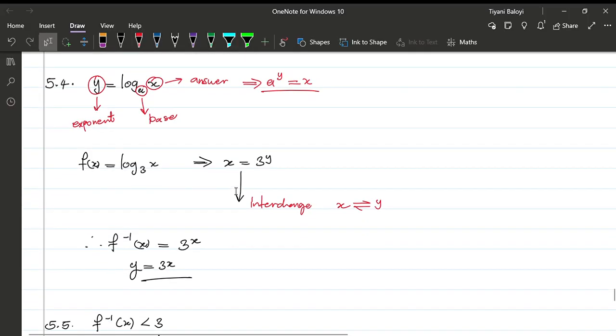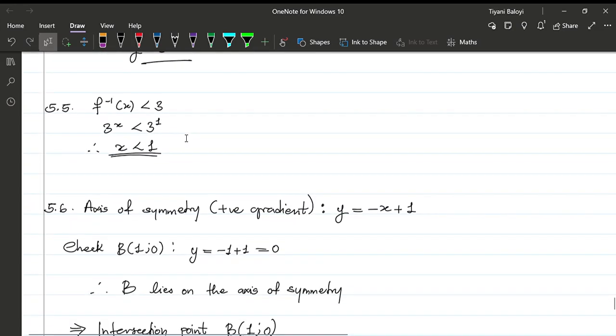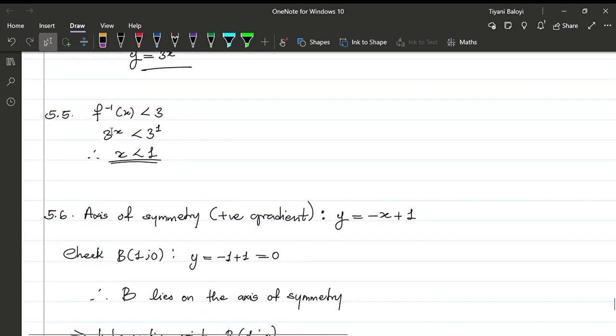We found the inverse of f, which was very quick, because we understand what a logarithm means, and what the laws of logarithm are, right? So we know that to find the inverse, you just interchange. So we found y is equal to 3 to the power x. We're given this, we need to find the values of x. Simple. x less than 1.